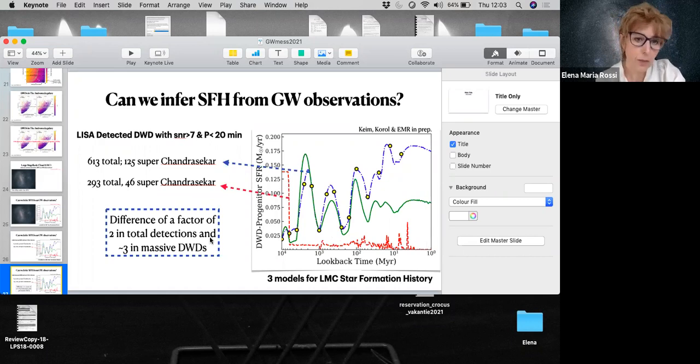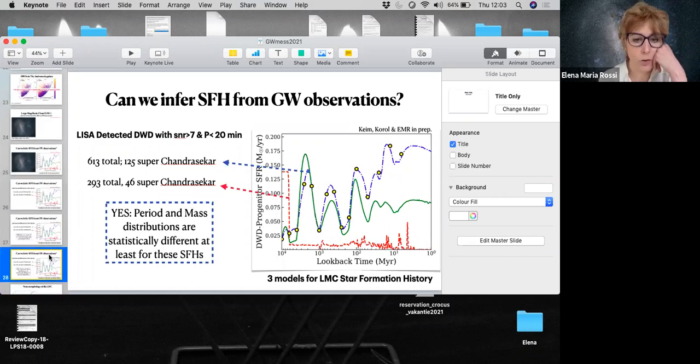Today, I don't have the plot to show you, but we show in this paper that you can analyze the mass and period distribution and see that they are systematically different. So we think that from the properties of the observed binaries, given all the other elements equal, you can infer the star formation history. We also show that the number of binaries scales basically linearly with the still unknown stellar mass of the galaxy. So this is another indicator of the mass of the galaxy.